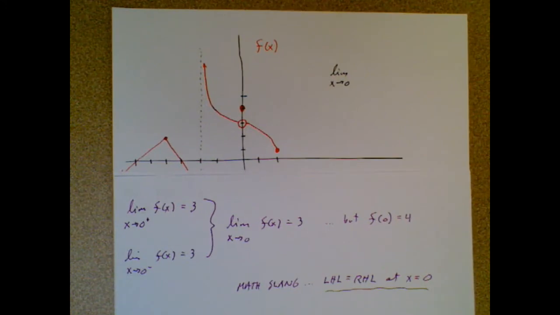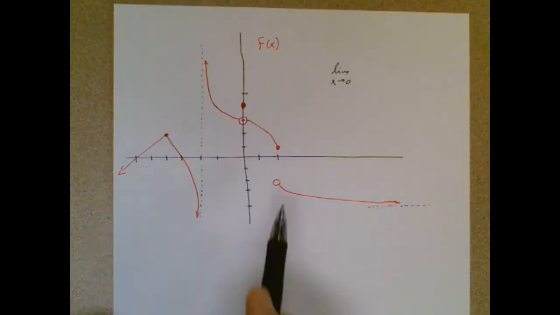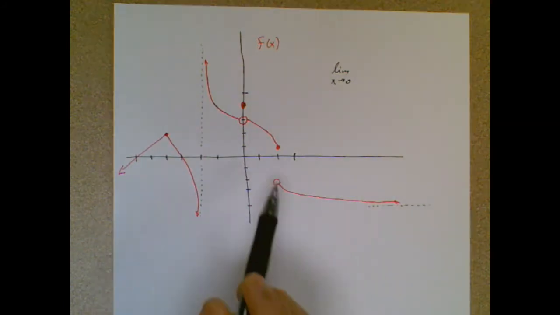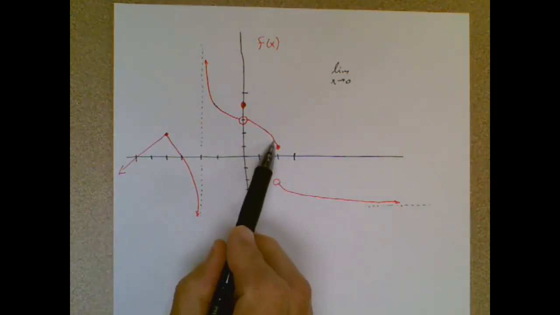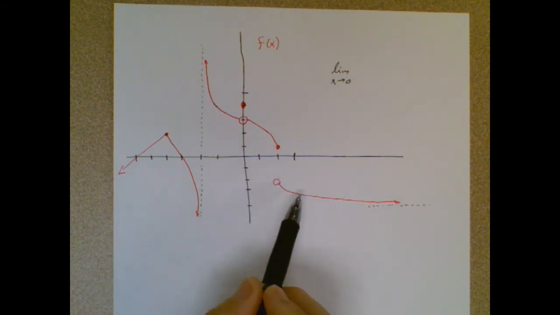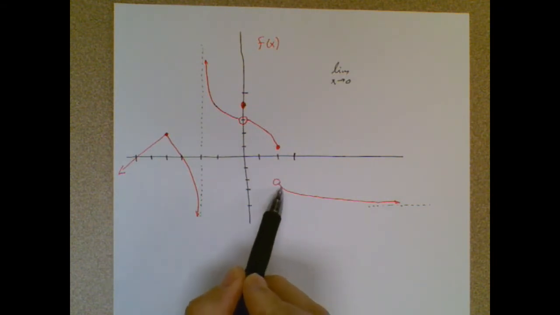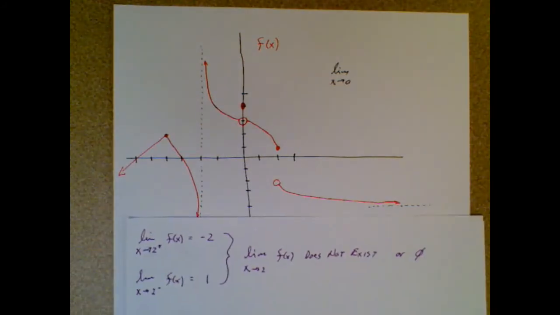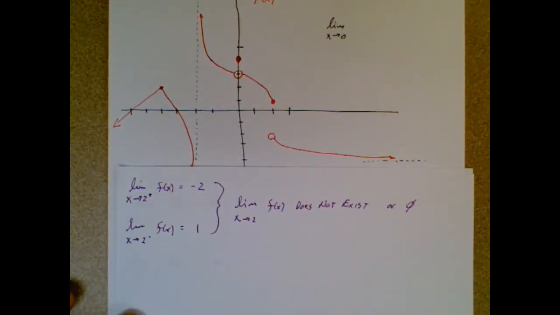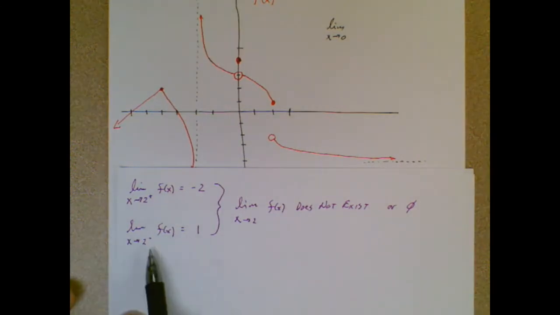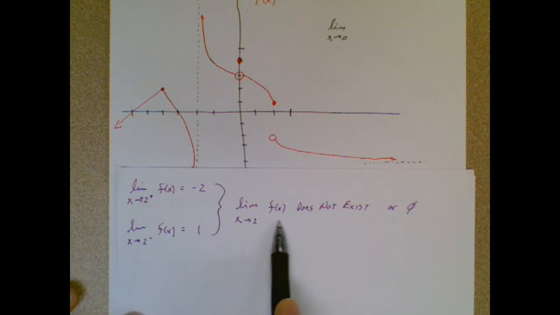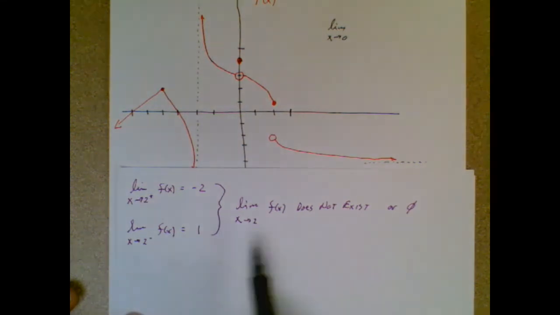Well, let's look at another location. Let's look at x equals 2. So just very informally, sneak up from the left. I'm closing in on a y value of 1. Sneak up on the right. I'm sneaking up on a y value of negative 2. If I were to put that into math language, the left-hand limit is 1, the right-hand limit is negative 2, so the limit does not exist because the left-hand limit does not equal the right-hand limit.